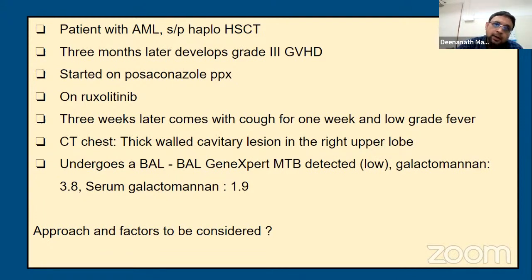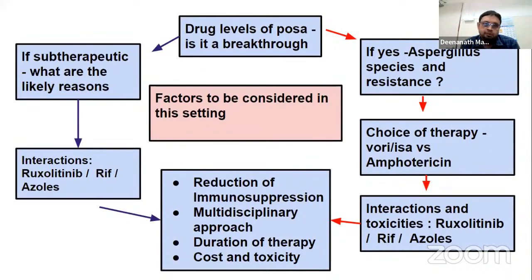Now he is someone who has GVHD. He is already on posaconazole prophylaxis. So has he broken through on posaconazole? Does he have subtherapeutic levels, or does he have truly breakthrough with a resistant species? Again, I have to balance the interactions here. So what am I going to change him to? So many different things. So let's say if I do drug levels of posa, and if they are subtherapeutic, then the question is what are the likely reasons because of which the drug levels are subtherapeutic?